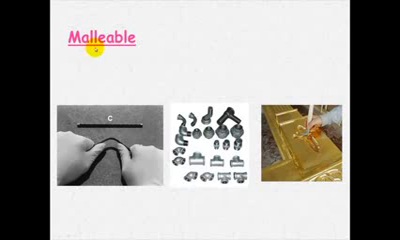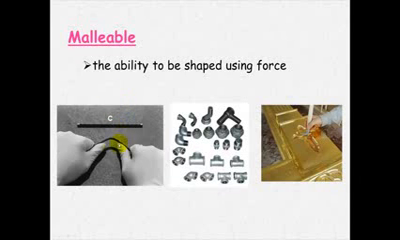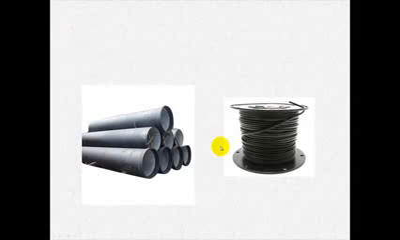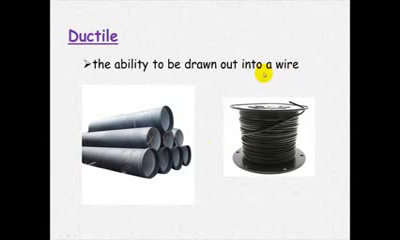They're also malleable, which means that they can be forcibly bent or hammered into shape. And you can see here someone's bending it. Sometimes it requires a little bit more hard work, but they can be reshaped using force. And they're ductile. And by ductile, we're talking about the ability to be drawn out into a wire.